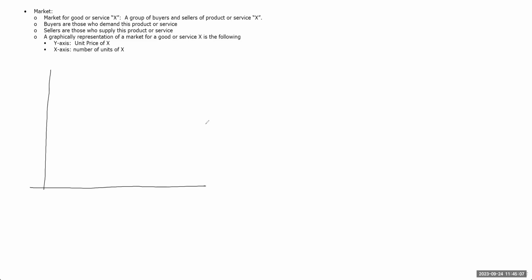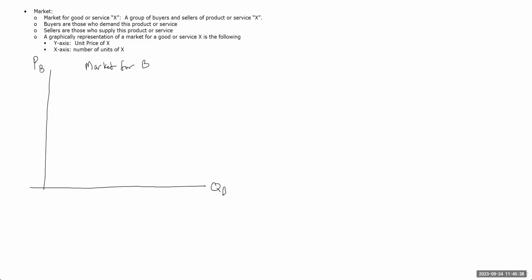Again, as I stated before, a graphical representation of the market is the following. We have the quantity of some good, let's call this beer, and the unit price of beer. We are going to live in this two-dimensional world, and this is the market for beer.